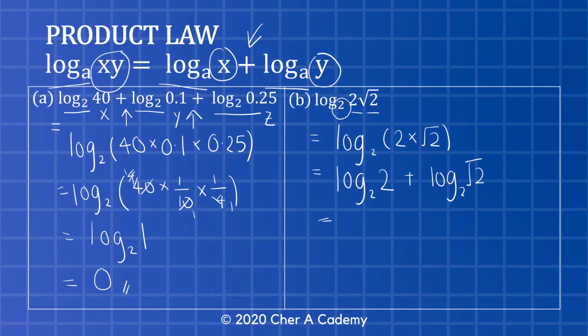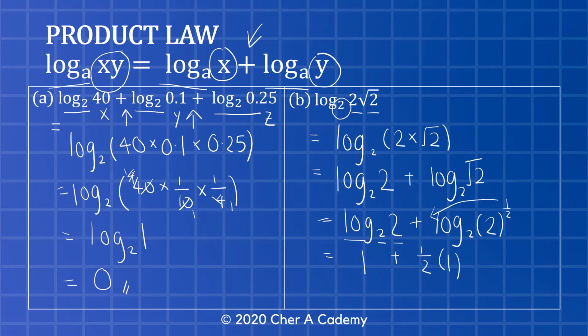So I'm going to tease out the power in my square root 2. Log base 2 2 gives me 1. And using the power rule, I'm going to bring the power to the front. Log base 2 2 gives me 1. So my final answer will be 1 plus half, which will give me the answer 3 over 2.